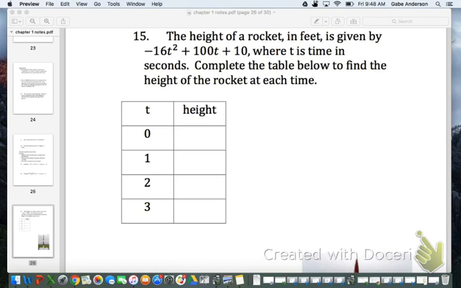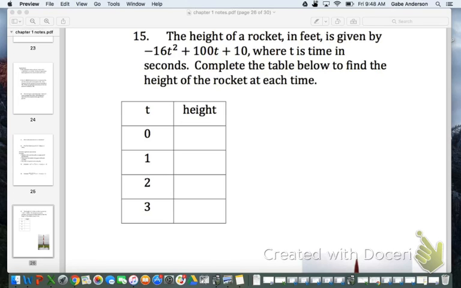So if you think about it, this makes sense, right? If you launch a rocket, it goes up, and then eventually it comes down. So it's going to be changing its height all the time, right? Until it lands back on the ground and just sits on the ground. So it says here, complete the table below to find the height of the rocket at each time. So I'd like to do one of these for you, and then I'll kind of let you guys do the rest. So we've got a table here, right? We're going to complete the table. I've got 4 different times, 0, 1, 2, 3, and I'm supposed to find the height at each of those times. So here's how I would do that.